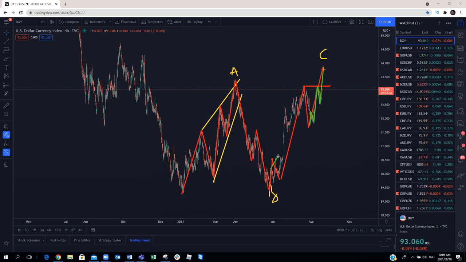If we wanted to count the waves on this one here, we would have something like this. We'd actually have 1, 2, 3, 4, and we're ending diagonal in wave 5. Let's draw this one properly up here. So we've got this wave 1 here. Take a snapshot of this because this is what we're going to update on the chart. Looks very clear on the DXY.